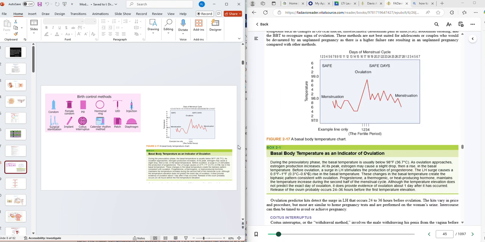Let's go back up here and talk about the basal body temperature. This is a wink and lollipop, this box 2-1, so you definitely need to know this, okay? The basal body temp is usually below 98. As ovulation approaches, the estrogen production increases, and then at its peak, when it slightly drops, there's a rise in the basal temperature. So you need to know this, like the LH surges. So make sure you know that, okay?